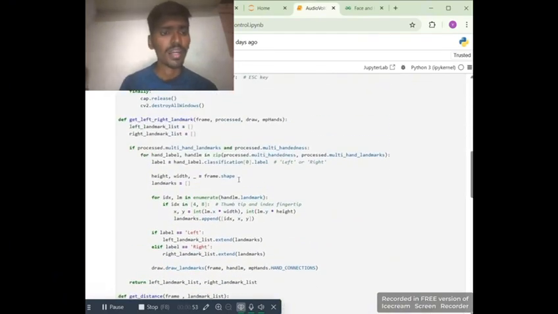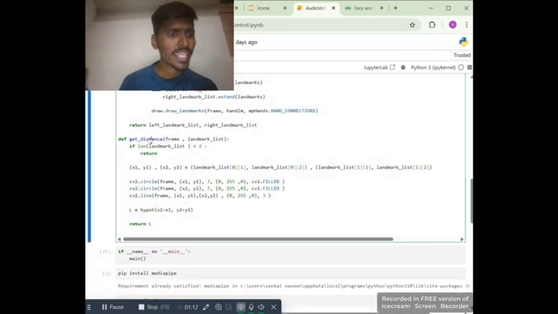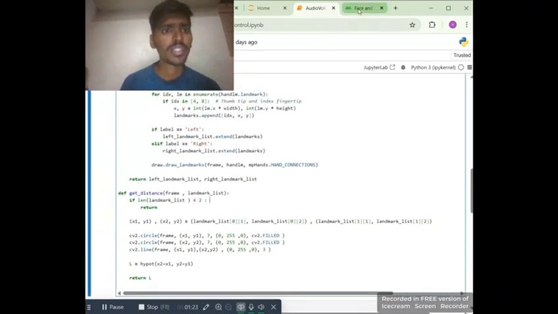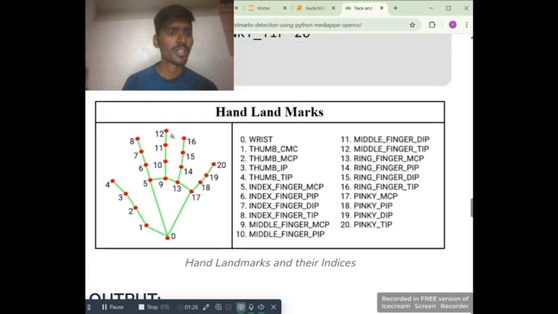I will explain. The get left right landmark function is mainly used to detect and return key fingertip coordinates separately for left and right hands. And the get distance function is mainly used for calculating the Euclidean distance between two points. And I will show one picture, then you will get a clear idea about it.